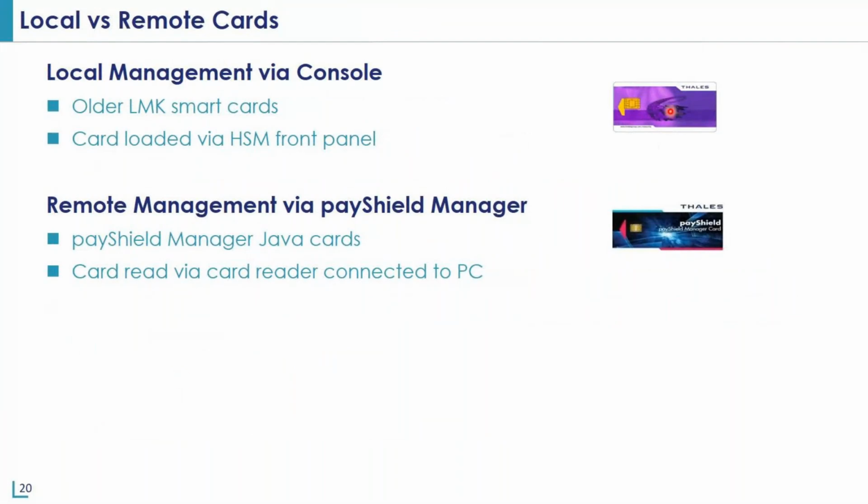There are also some smart cards for your local console. The difference is that these smart cards are plugged in directly on your PayShield 10K. Remember, there is an inbuilt smart card reader on the PayShield 10K front panel. If you are performing local operations, you require these console cards. If you are using PayShield Manager, you require these Java cards. These are the newer Java cards which you will be using.